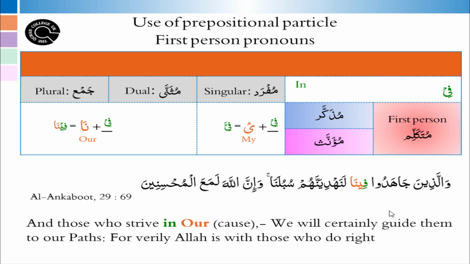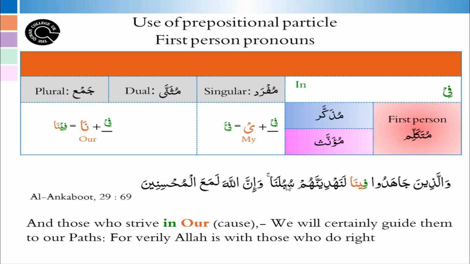Now you can see that one in the example here. We say: "وَالَّذِينَ جَاهَدُوا فِينَا لَنَهْدِيَنَّهُمْ سُبُلَنَا وَإِنَّ اللَّهَ لَمَعَ الْمُحْسِنِينَ". You can see here that fina is applied, so fina, na is there. So those people who strive in Us, fina. So fi is for "in", and ours is for na.